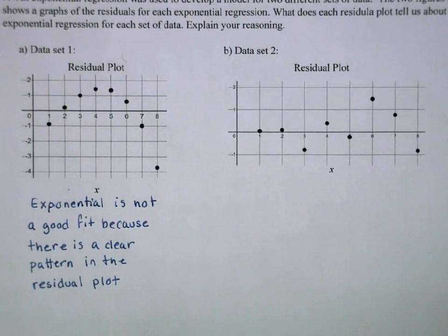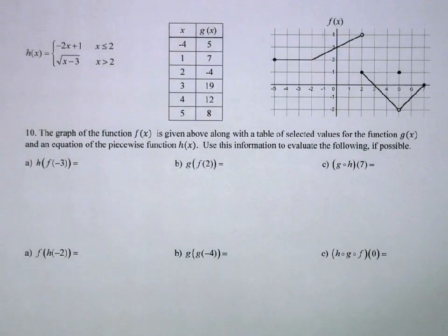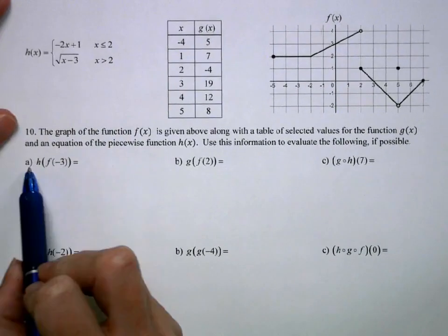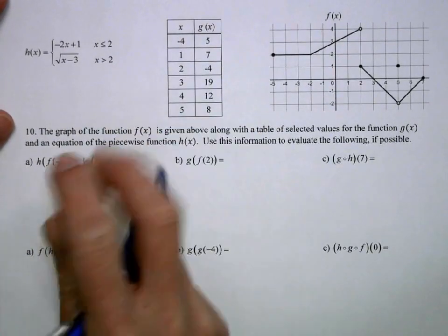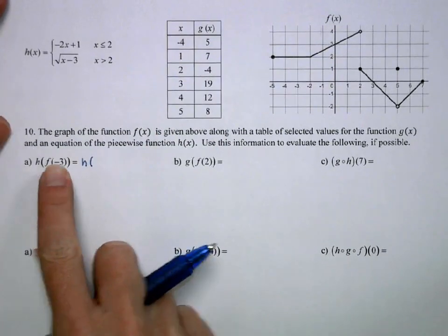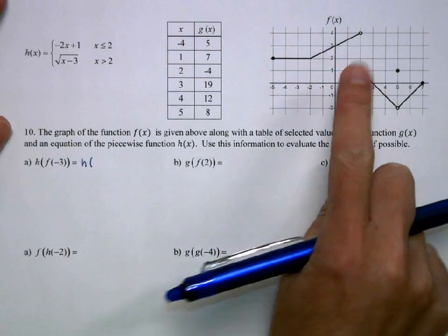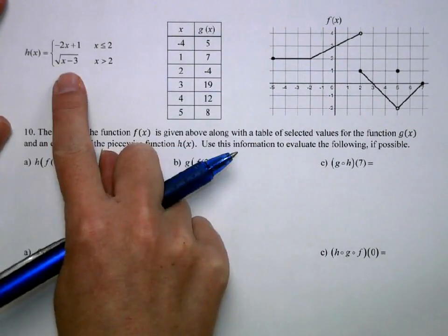Topic 2.7 was about compositions of functions. So just taking functions or values and plugging them into one function and then plugging that result into the next. You always start on the inside. So for h of f of negative 3, we evaluate f of negative 3. I have three functions here: f is my graph, g is the table, h is this piecewise equation. So f of negative 3 is 2.